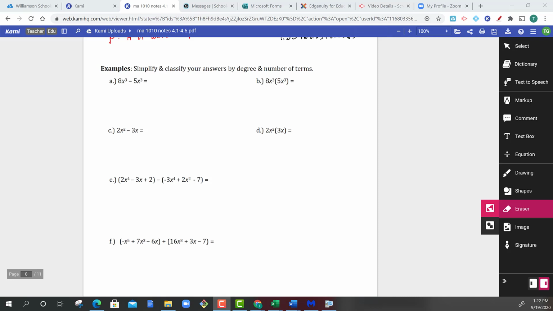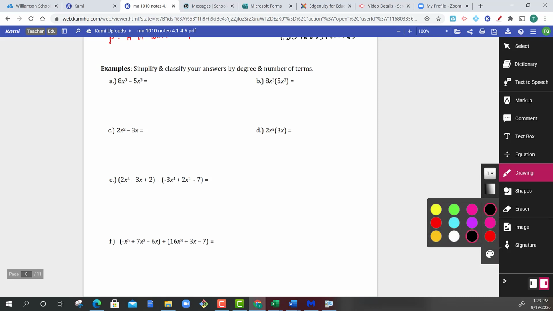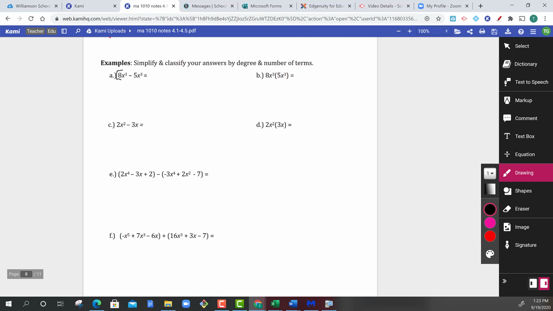Okay, so we're going to simplify and classify our answers here. So this first example, notice the operation that's happening. We are just subtracting. So remember, to add and subtract, the variable and the exponent have to be identical, which they are in this problem. So all we do for addition and subtraction is add and subtract the coefficients of the like terms. So positive 8 minus 5, of course, is just 3, and then we're going to keep the x to the third.